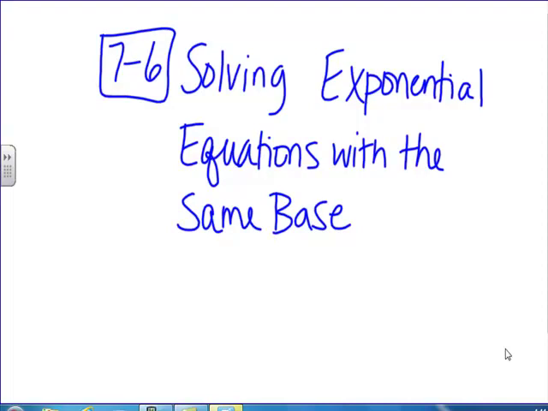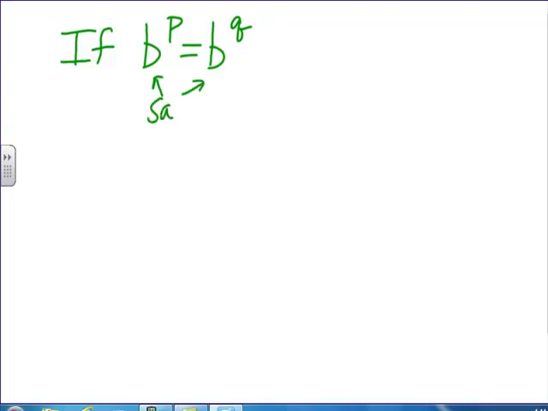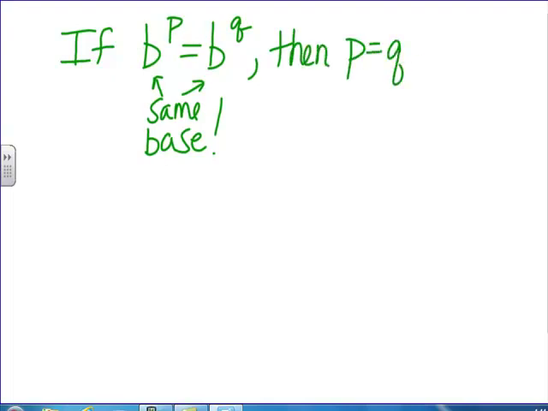And this whole section is dependent on this one fact that I'm going to write. It is a fact. Doesn't really matter which variables I use, but I'm going to just use these. If b to the p is equal to b to the q, b really helping you to see that we have the same base, then it is a fact that p has to be equal to q. There is no way we can have the same base and not have the same exponents.